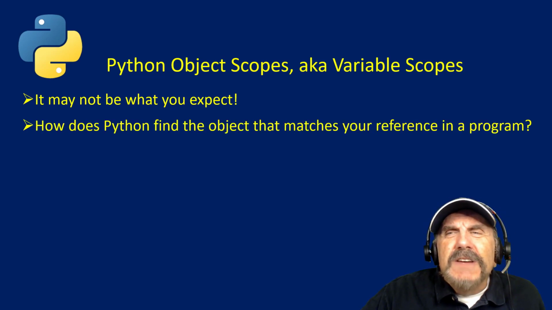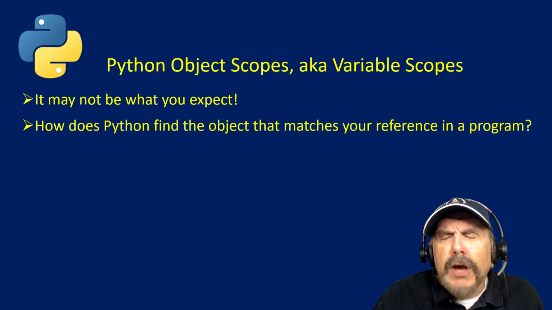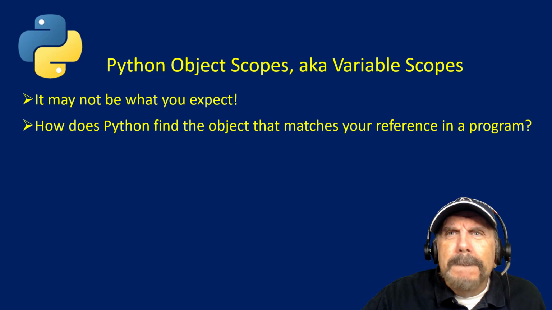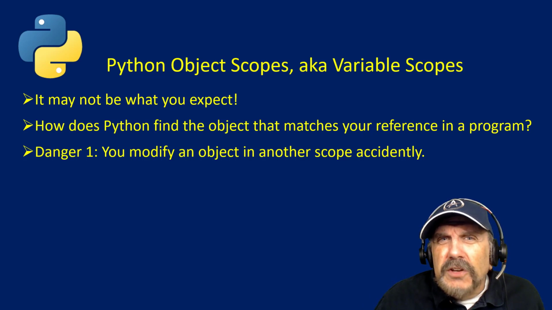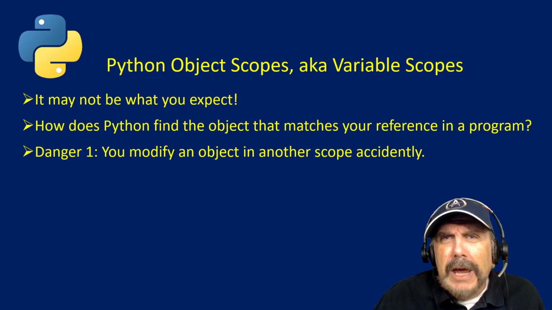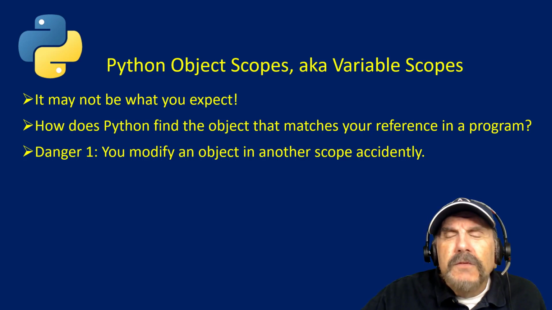So how does Python find the object when you're looking for it? So you put in a name like I'm looking for X within my program. How does Python figure out where to find that? We're going to talk about that. Now, the danger one is you modify an object and you've actually modified an object which is in another scope accidentally. That's a risk and it ain't good. Generally speaking, you should be kind of okay, but if you're not aware of how things work, this could happen.